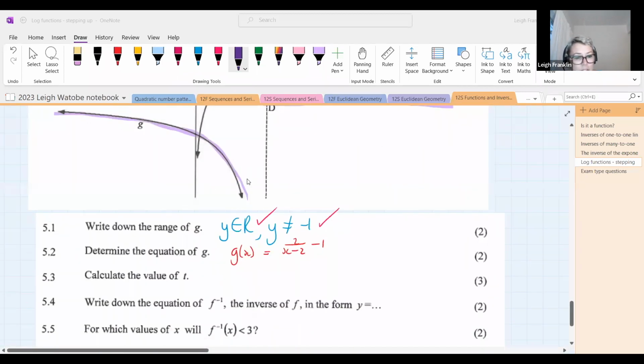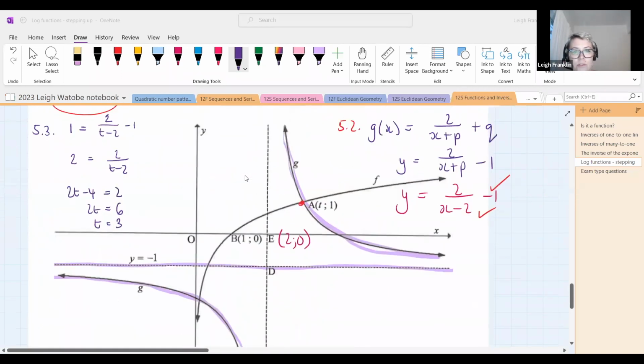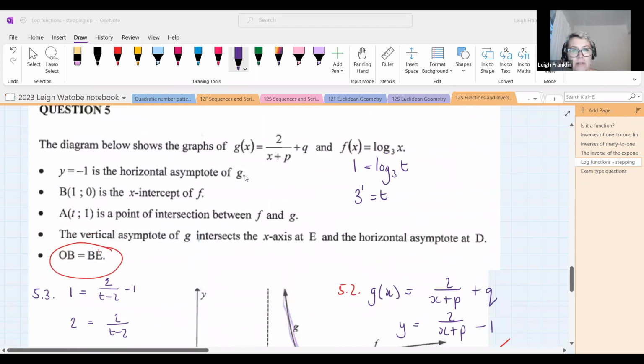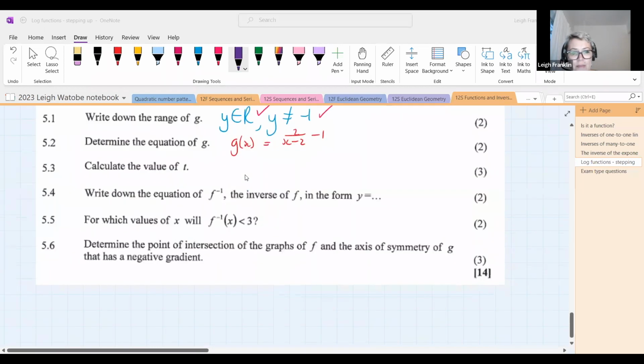Okie dokie, let's go back and have a look. Write down the equation of f to the minus 1, the inverse of f, in the form y equals. Okay, so there is our equation f. Let's just write that down for ourselves. So here we are for question 5.4.